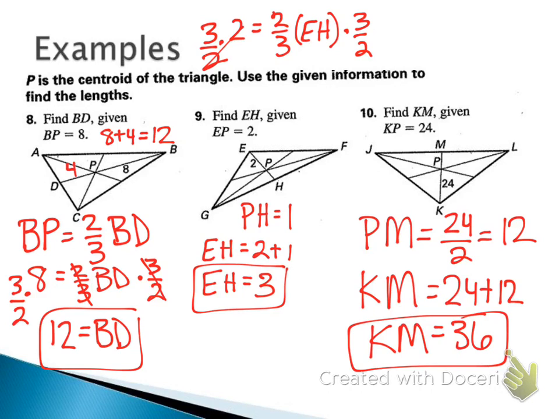Also, don't forget when you do all this that this is not the only thing we know about medians. How would I compare the lengths on this example of JM to ML? What do I know about those? They have to be congruent. Students get too caught up in the whole centroid thing that they forget that those medians are still dividing those sides in half. Do we have questions?